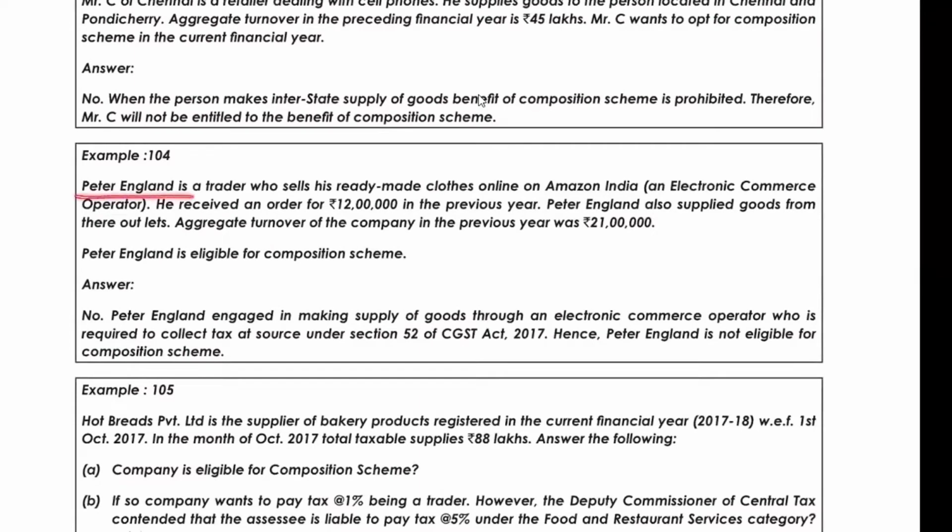Peter England is a trader who sells ready-made clothes online on Amazon India Private Limited. Is he eligible for composition scheme? Can you give the answer right now without reading anything more? No, he cannot get the composition scheme because he is dealing through an e-commerce operator.